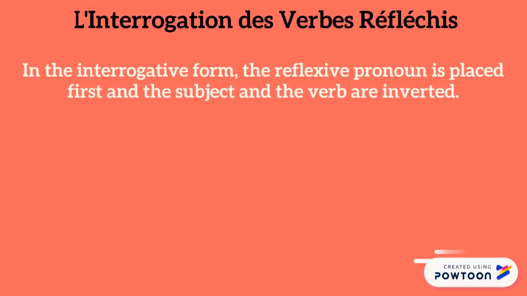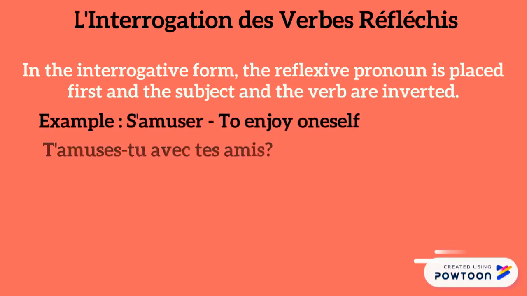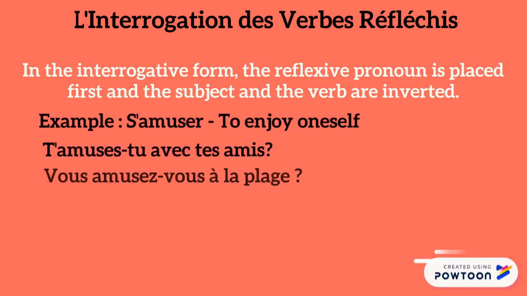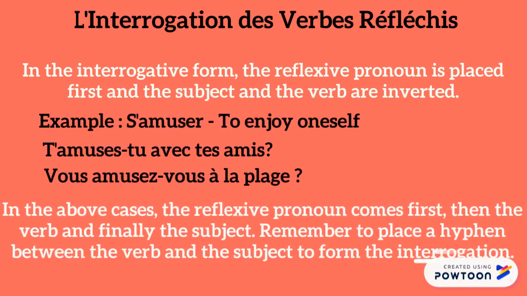In the interrogative form, the reflexive pronoun is placed first and the subject and the verb are inverted. Example, t'amuses-tu avec tes amis? Vous amusez-vous à la plage? In the above cases, the reflexive pronoun comes first, then the verb and finally the subject.